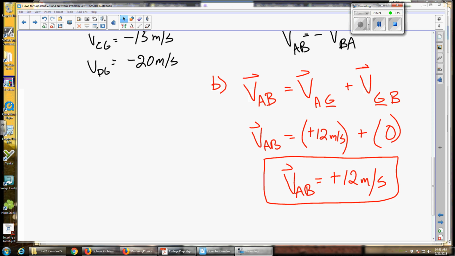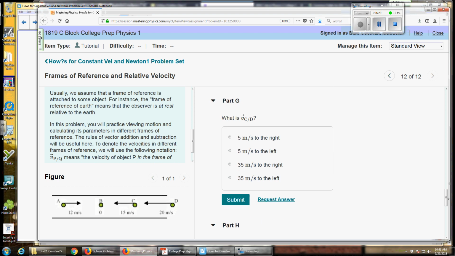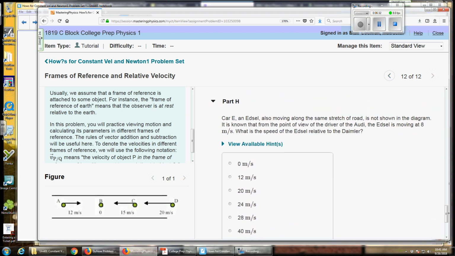I think it's one of the last parts, part H, where they introduce a car E, okay? And it tells you the Audi and the Edsel are moving at 8 meters per second from the frame of reference of, so from the point of view of, why don't we do part H? Yeah. Okay? Because that was a little trickier. Did you notice that there were hints available? Yeah. Okay.